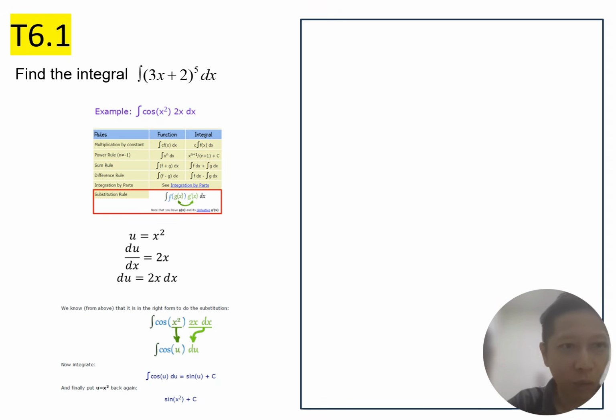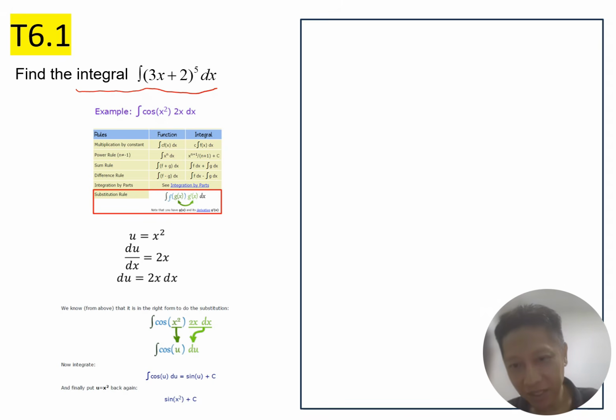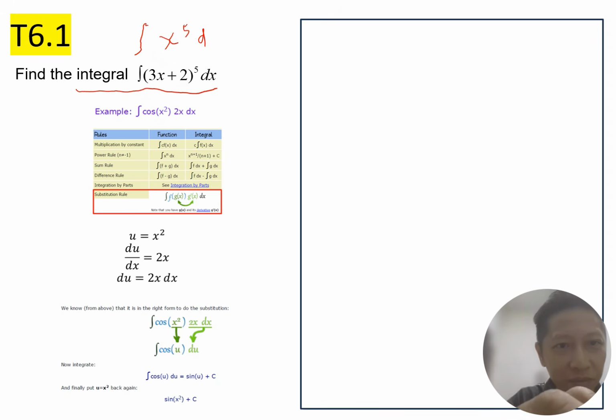The first question, 6.1, we want to find the integral of this function, (3x + 2) to the power of 5. It's a bit complicated. Let us just imagine what if we're given the case of finding the integration of x to the power of 5 dx.